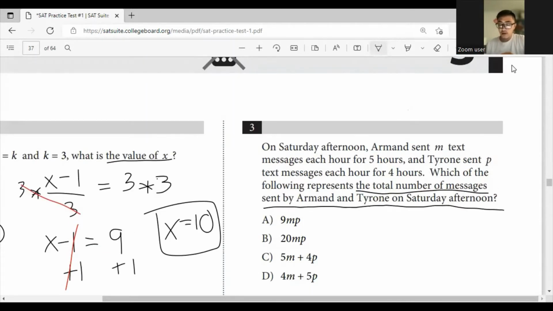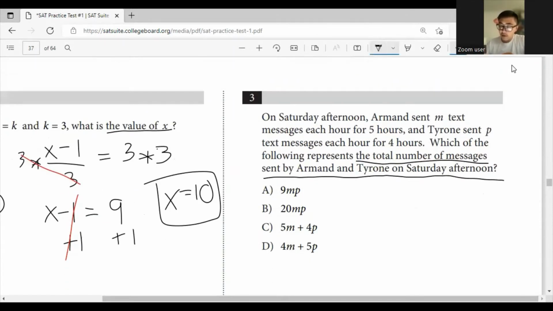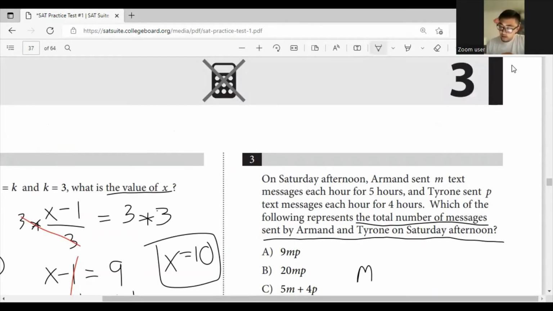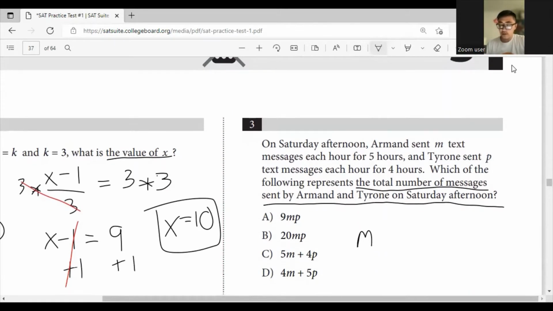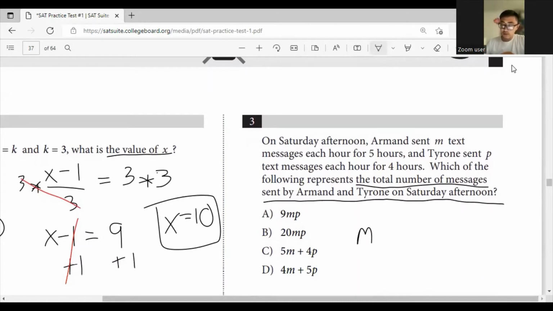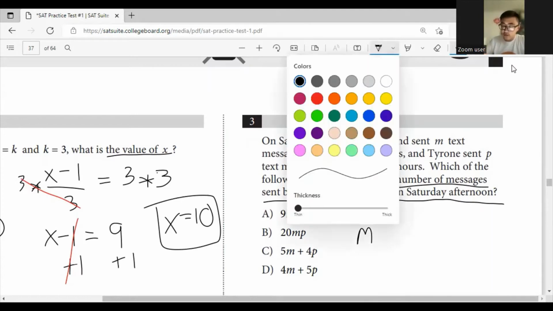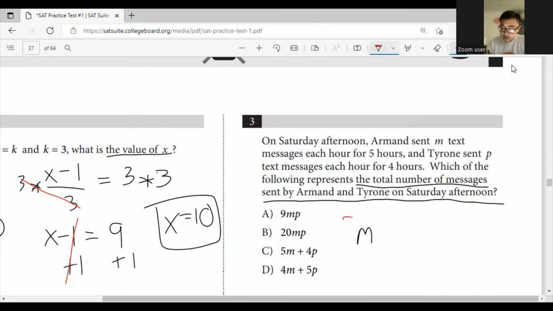Okay, so we have Armand, which is M. So let's start off with M. And he sent some number of text messages, M number of text messages each hour for 5 hours. Okay. So he sent, let's say, 20 text messages, right? And if he did that for each hour, that means in 5 hours, he would send 100. So right here, the coefficient has to be 5 because he sent this many text messages in 5 hours.